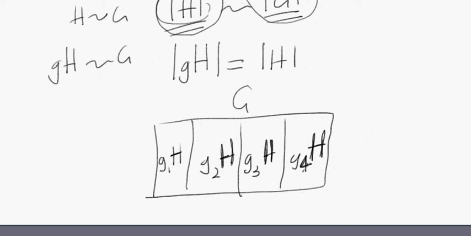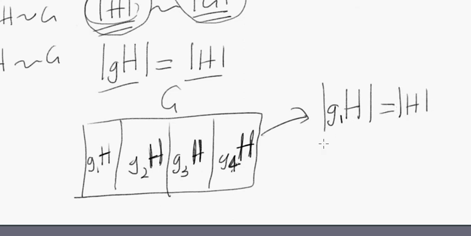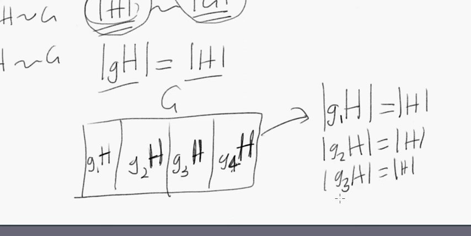We know that the cardinality of gH always equals the cardinality of H. If we're able to partition G, we'd come to the following conclusion. By our previous arguments, the cardinality of the coset g1H will equal the cardinality of H. The cardinality of the coset g2H will equal the cardinality of H. The cardinality of the coset g3H will equal the cardinality of H. The cardinality of the coset g4H would equal the cardinality of H.